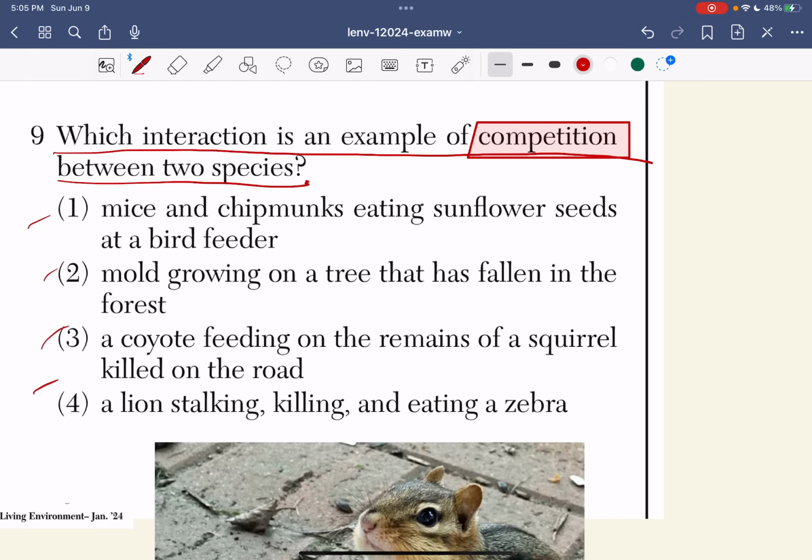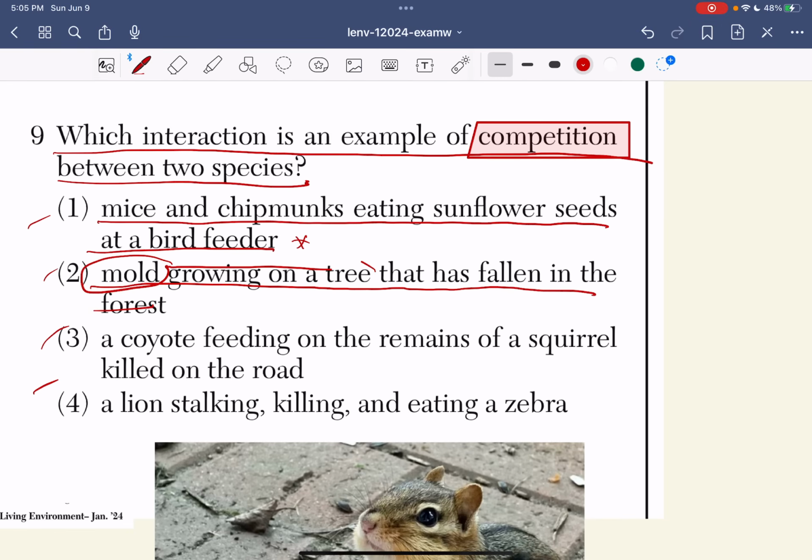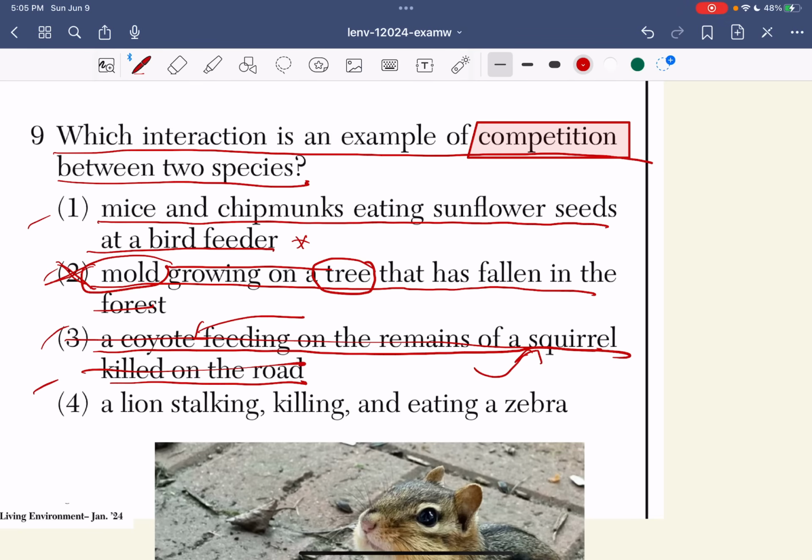Choice 1, mice and chipmunks eating sunflower seeds at a bird feeder. We'll come back to this one. Mold growing on a tree that has fallen in the forest. No. Mold is completely enjoying and taking over the tree. There is no competition. The mold can have the whole tree. A coyote feeding on the remains of a squirrel killed on the road. Where's the competition? Where is the other organism that is fighting for the squirrel? It's not said, so it's not competing.